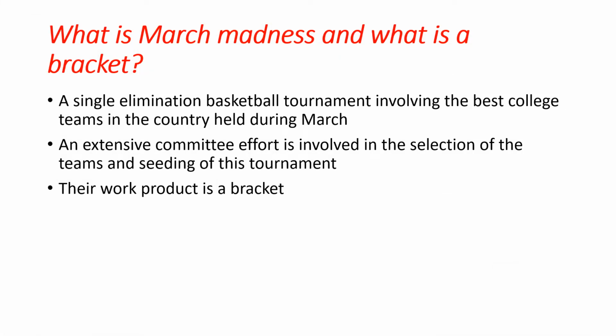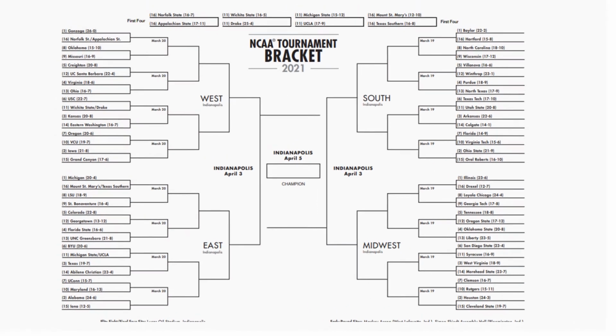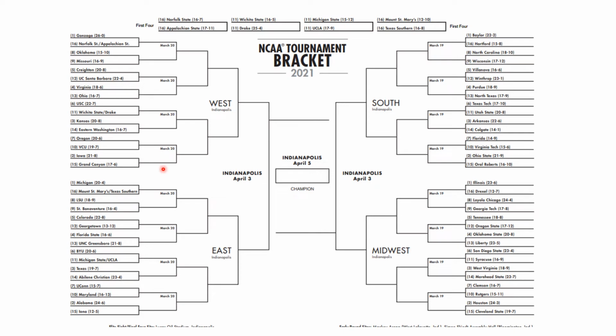So the first question could be, what is March Madness and what is a bracket? So we tell them that it's a single elimination basketball tournament involving the best college teams in the country held during March. An extensive committee effort is involved in the selection of the teams and the seeding of this tournament. And their work product is a bracket that looks something like this.